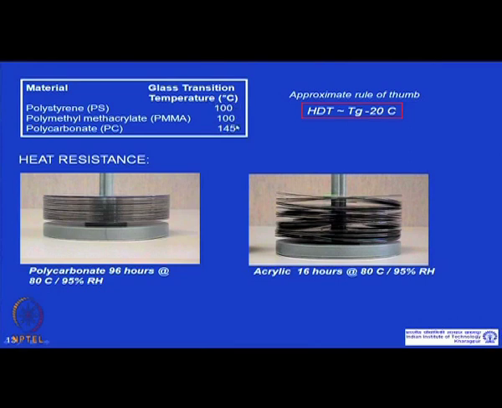If we see this example, these are CD discs made from polycarbonate, and these are made from polymethyl methacrylate. Now, these were subjected to heating conditions for 96 hours at 180 degree centigrade and 95 percent relative humidity. Same thing here, but much lower.